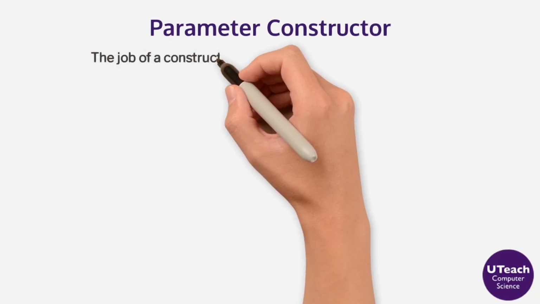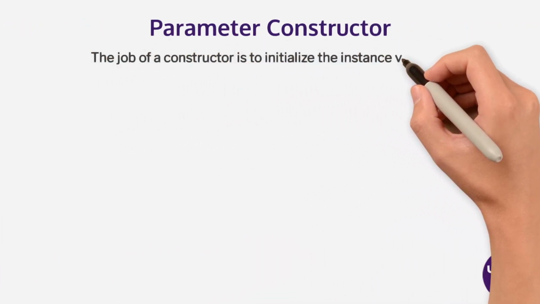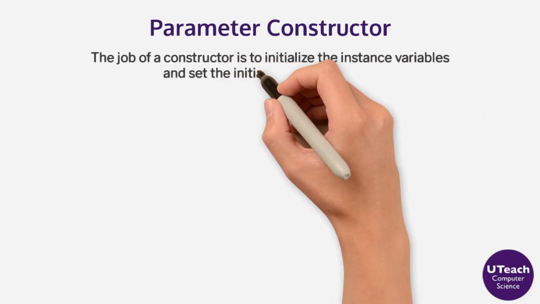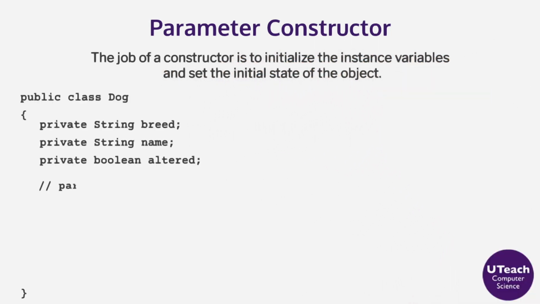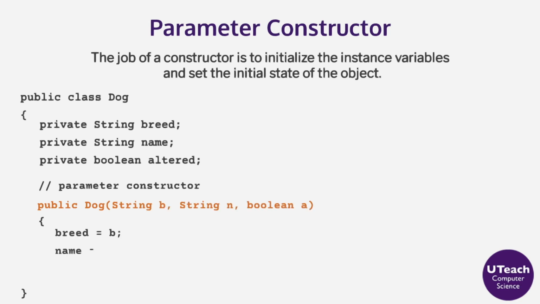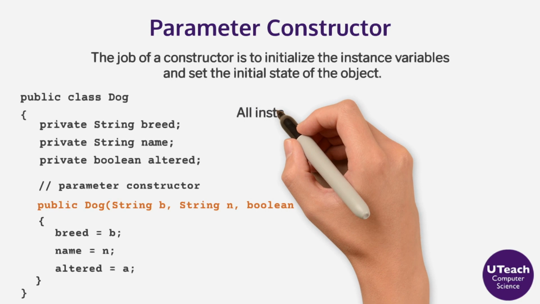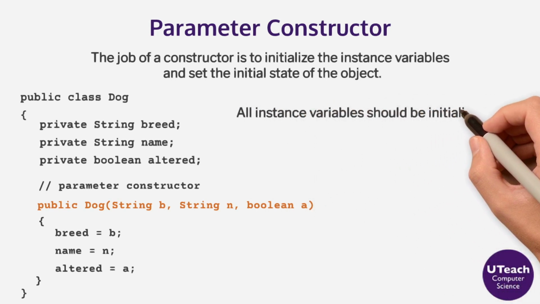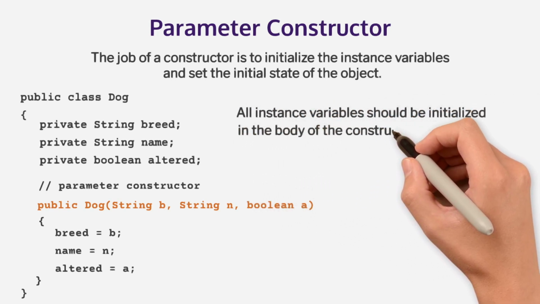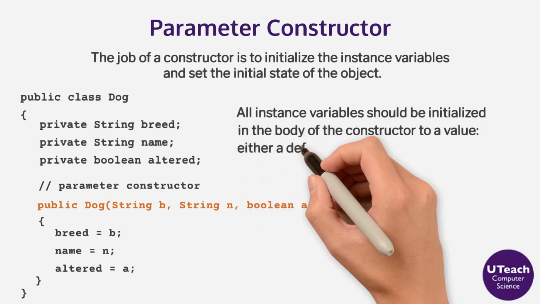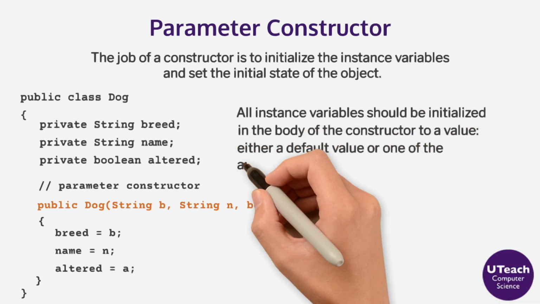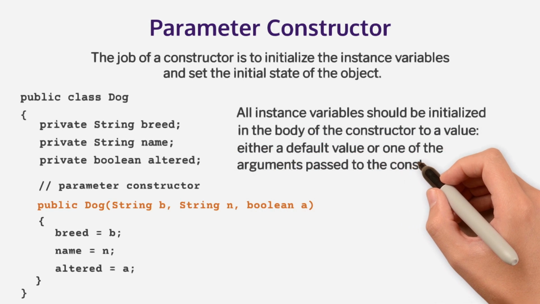The job of a constructor is to initialize the instance variables and set the initial state of the object. This is the same Dog class with a parameter constructor. All instance variables should be initialized in the body of the constructor to a value, either a default value or one of the arguments passed to the constructor.